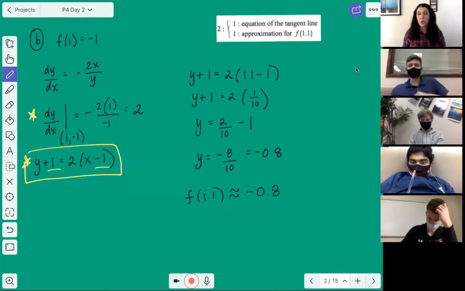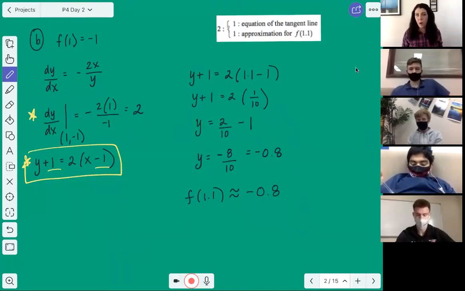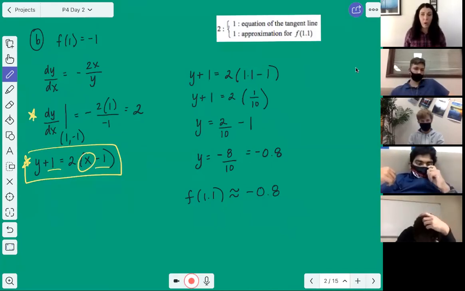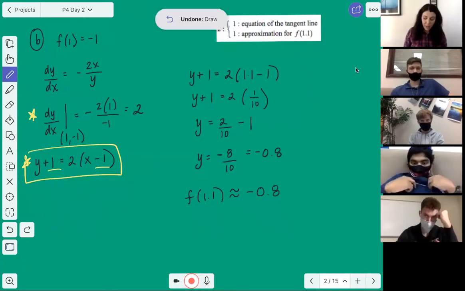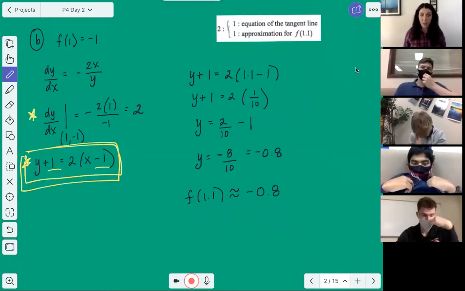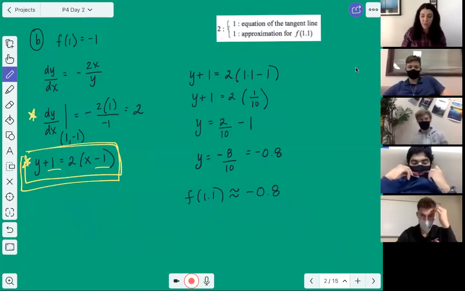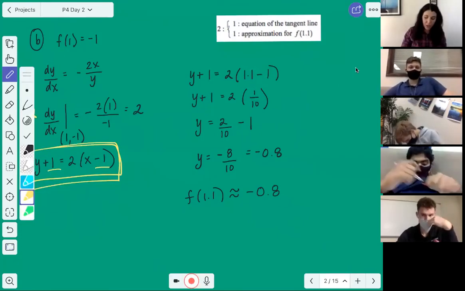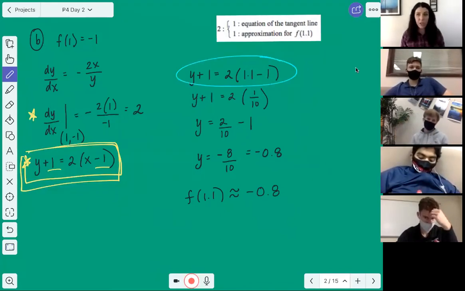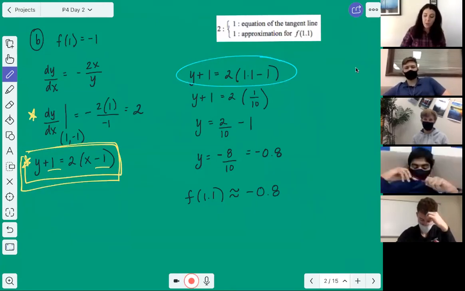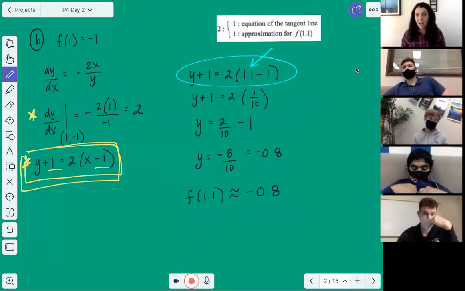So the next thing we're trying to do is it says use that tangent line to approximate. A common mistake I'll see from students is that they'll erase this x and put in a 1.1 in place of it. If you don't have an equation like y plus 1 equals 2x minus 1, if you just immediately jumped over here and you don't have an equation with an x in it, 0 out of 2 points. So you need to have the equation y plus 1 equals 2 times x minus 1, and then separately, we want to see you plug in that 1.1 into that equation.